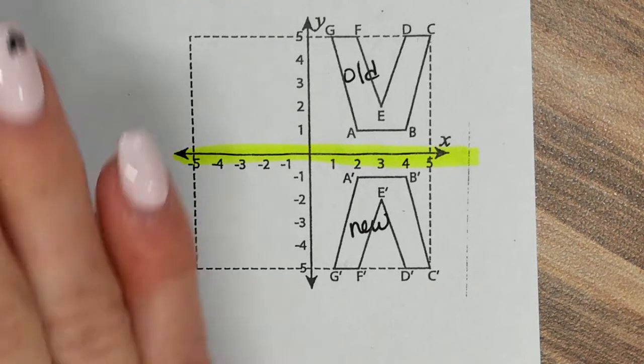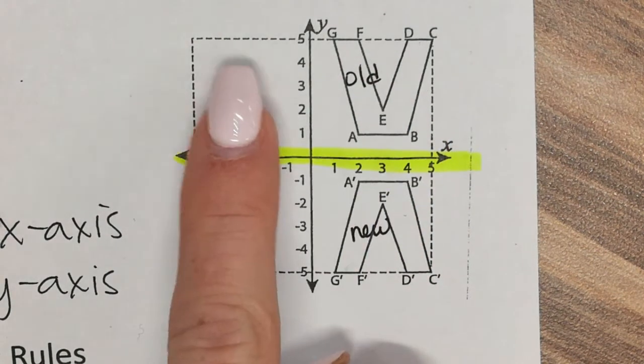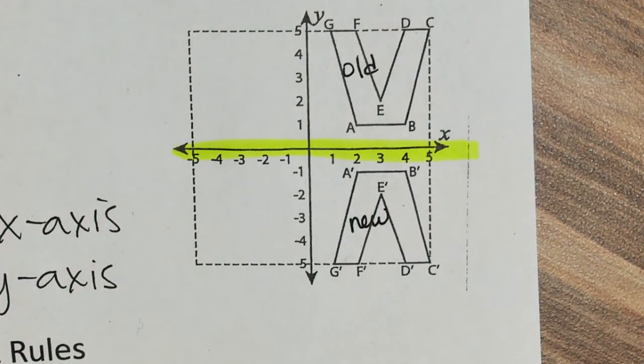That is a reflection across the x-axis. What if I would have flipped it across the y-axis? Where would this one have gone? Right here. Does that make sense? Yes or no? Okay. Did it change size? No. Did it change shape? No. Are its angles different? No. The only thing that's different is where it's located in your view.